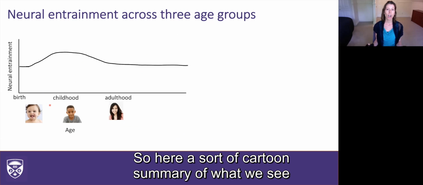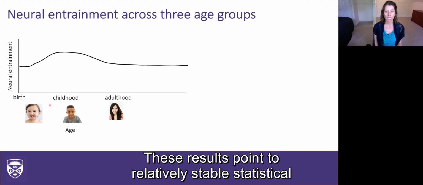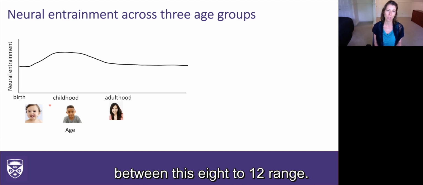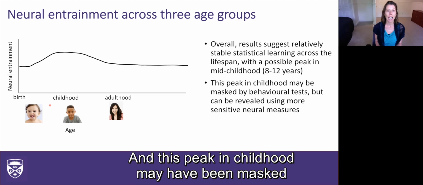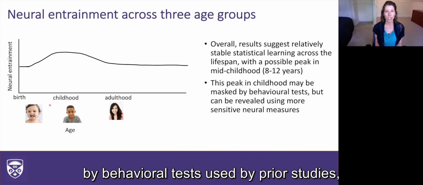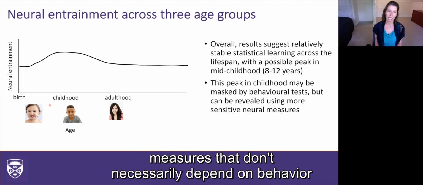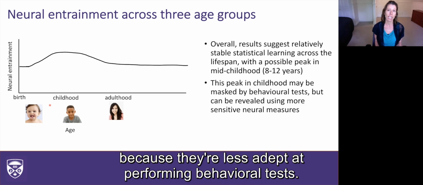So here's a kind of cartoon summary of what we see across these different studies. These results point to relatively stable statistical learning across the lifespan, but with a possible peak in childhood between this 8 to 12 range. And this peak in childhood may have been masked by behavioral tests used by prior studies, but it may be revealed by using more sensitive neural measures that don't necessarily depend on behavior and that don't perhaps disadvantage children because they're less adept at performing the behavioral tests.